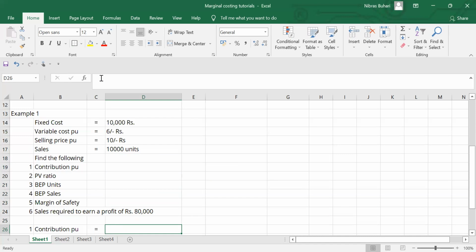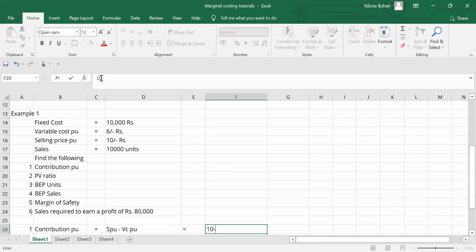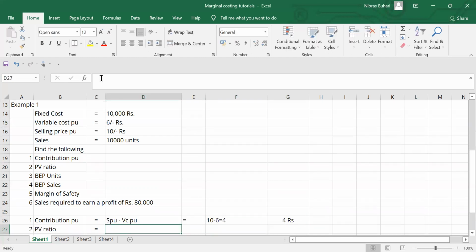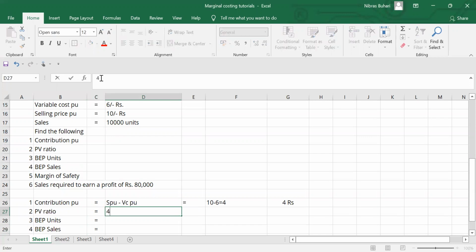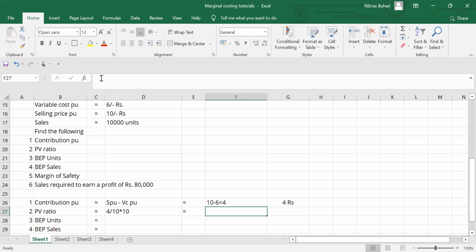Now let us compare. Contribution per unit is selling price per unit minus variable cost per unit. So it is 10 minus 6, which is 4. So 4 rupees is the contribution per unit. PV ratio, very straightforward: contribution by sales into 100. Contribution is 4 rupees, sales is 10 rupees, multiply by 100. That means it's going to be 40%. 4 by 10 into 100.